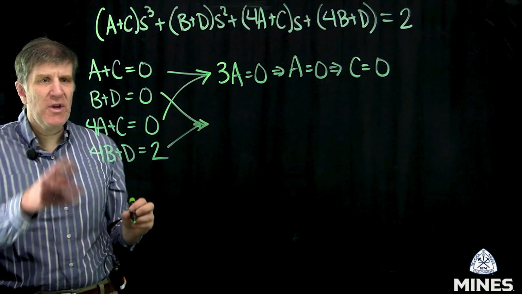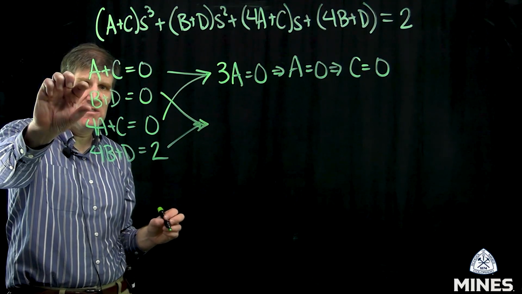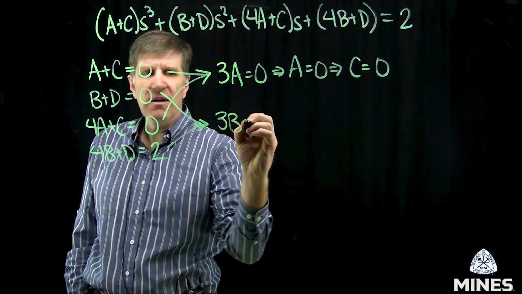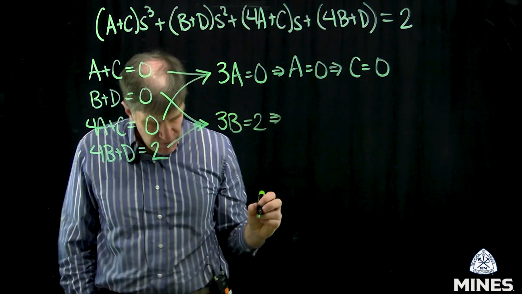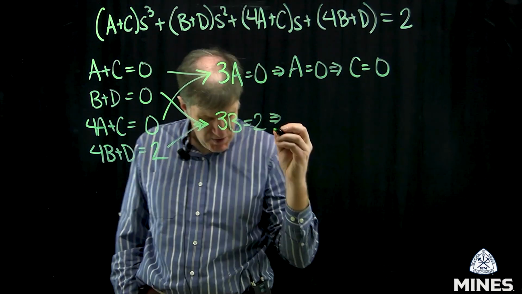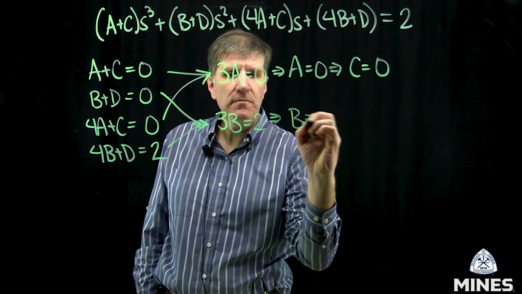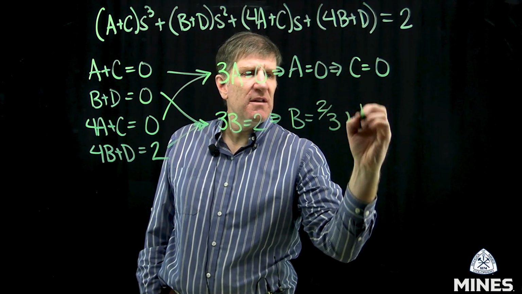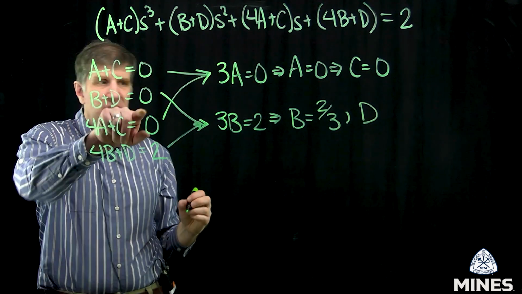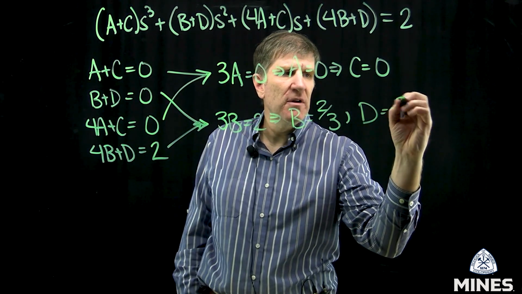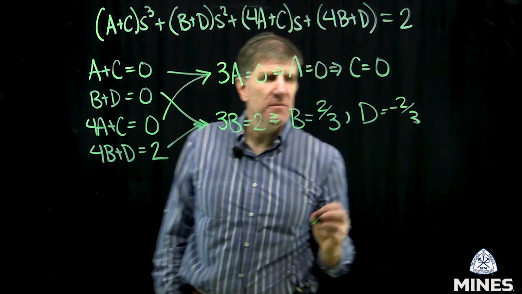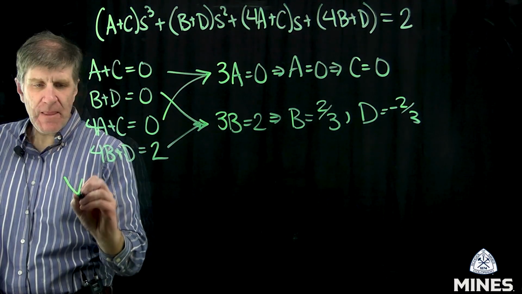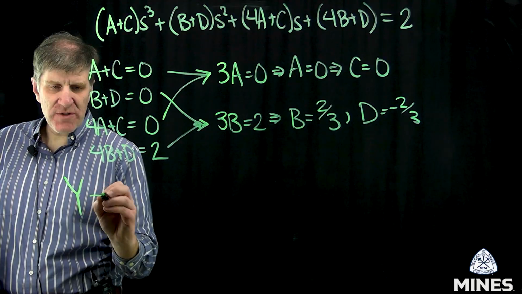Let me do a similar thing with the second and fourth equation. Let me subtract the second from the fourth. So I have 3b equals 2, which means b is 2/3. And that means b plus d is 0, so d must be negative 2/3. So I have a, b, c, and d, and now go back to our Laplace transform.